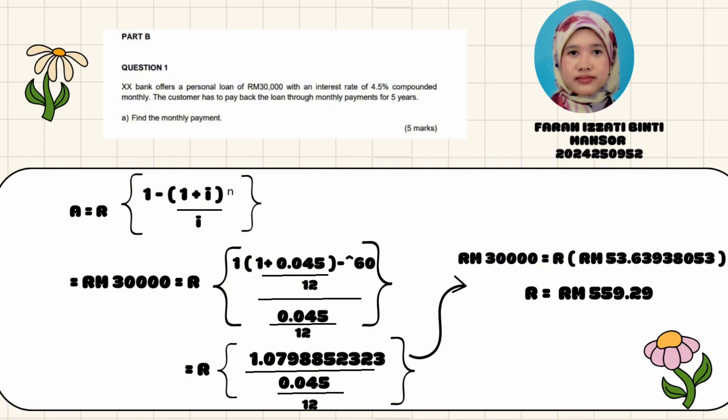First, we solve the bracket, so in the bracket we will get 0.798852323 divided by 0.045 per 12. After being able to complete the brackets, we need to divide 30,000 by the answer. So our final answer for R is 559 ringgit 29 cents.